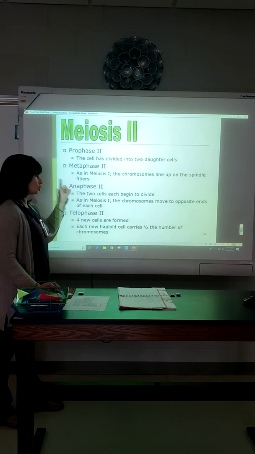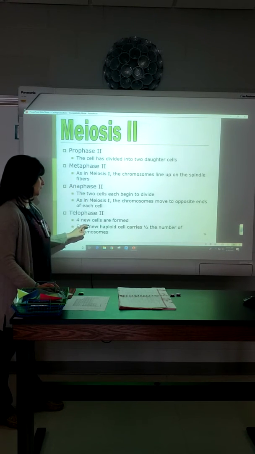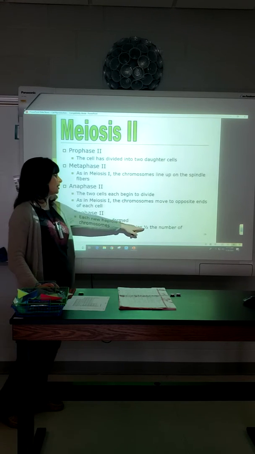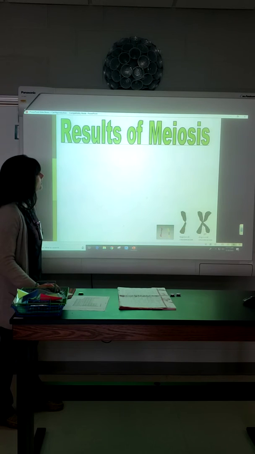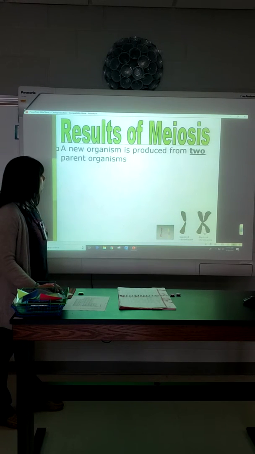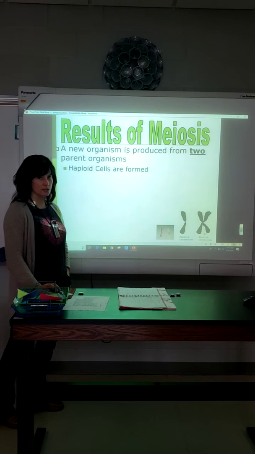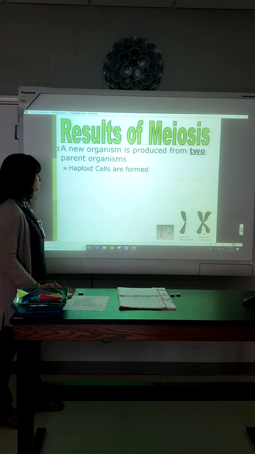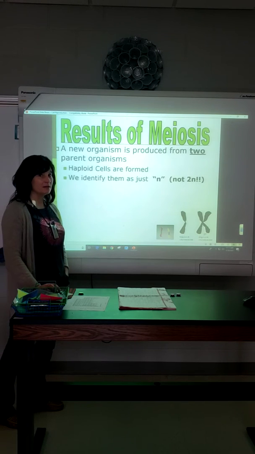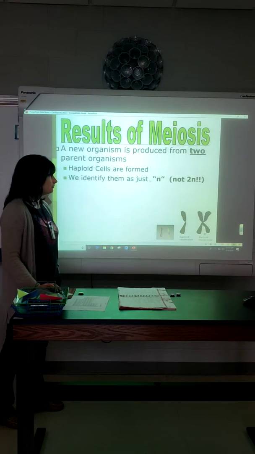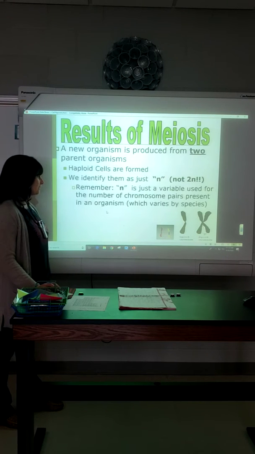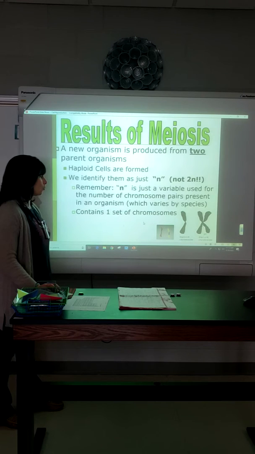The key here is that you started with 1 cell and it went to 4 daughter cells that each carry half of the information. And this is what it can kind of look like. You end up with the new organism from 2 parents, and each parent had 4 daughter cells that were haploid cells that formed. And we identify them as N, not 2N. So N is just that variable, right? It's used to represent the number of chromosome pairs present. And it's talking about 1 full set.